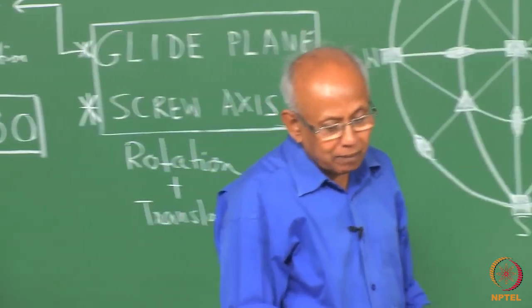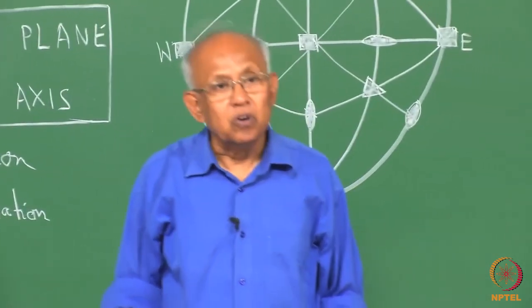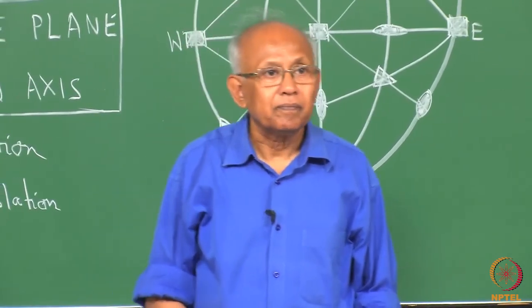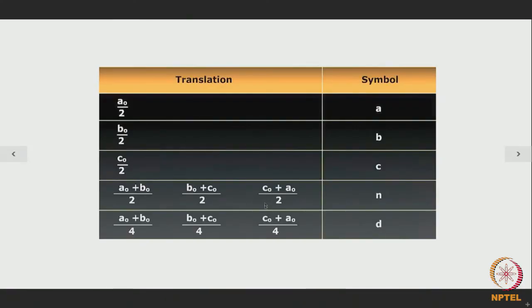So, I am now going to describe a few of those space groups. You see, depending on the amount of translation that is taking place along a glide plane, they are given different symbols, so to say.